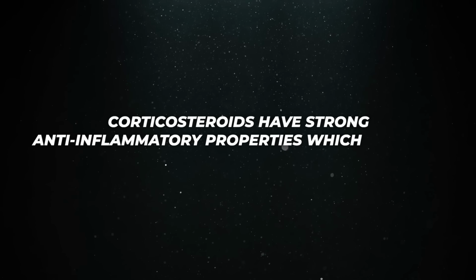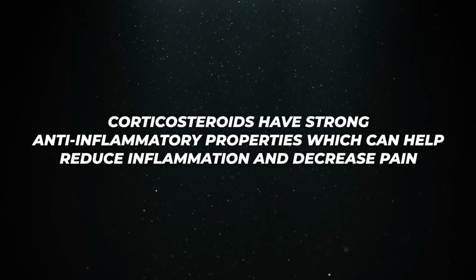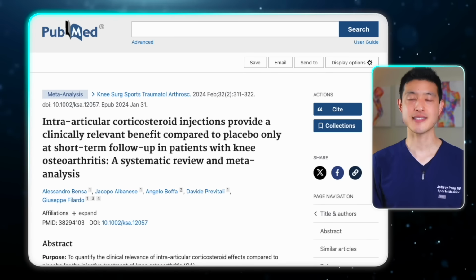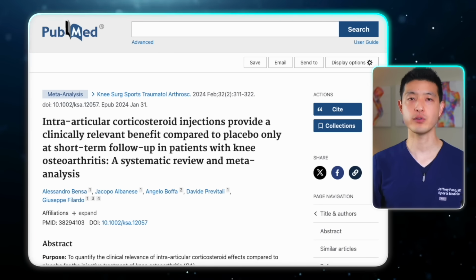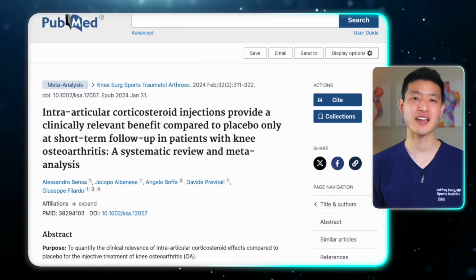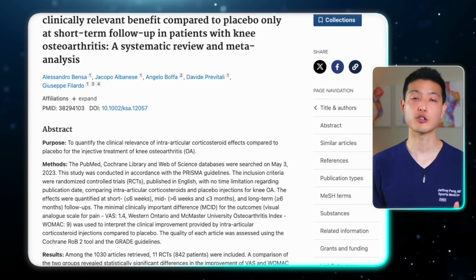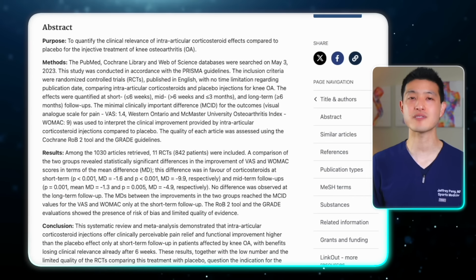For years, doctors have recommended cortisone shots as a way to alleviate pain and symptoms associated with arthritis. Corticosteroids have strong anti-inflammatory properties which can help reduce inflammation and decrease pain. However, recent studies have called into question their effectiveness. For example, this recent systematic review and meta-analysis concludes that intra-articular corticosteroid injections offer pain relief only at the short term, with benefits losing clinical relevance after about 6 weeks.